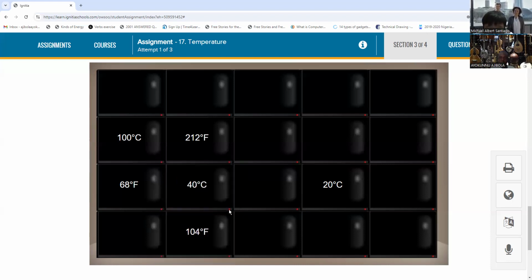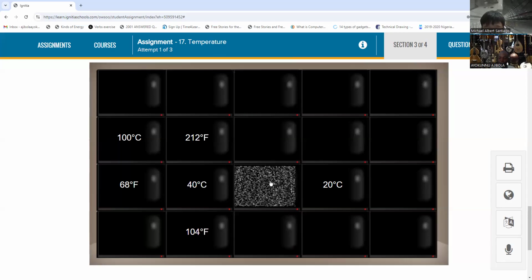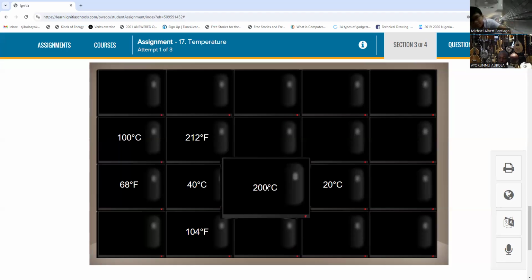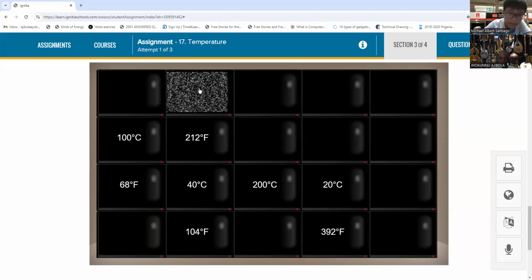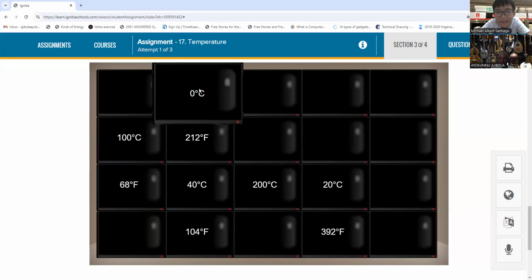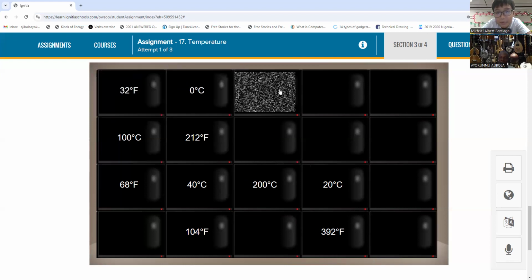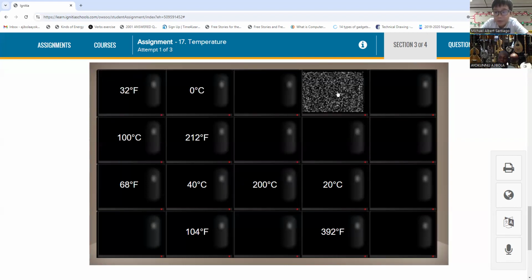So the next one that we haven't checked, maybe this one. This is 200. And I think we've seen the one that gave us 200 here. So there are still some spaces left that we haven't checked, like this particular space. This is 0 degrees C. And we have seen the one beside it is 32. So that should match up.